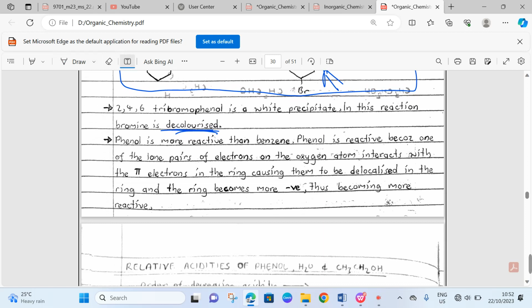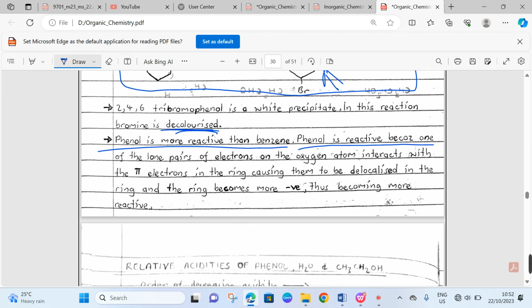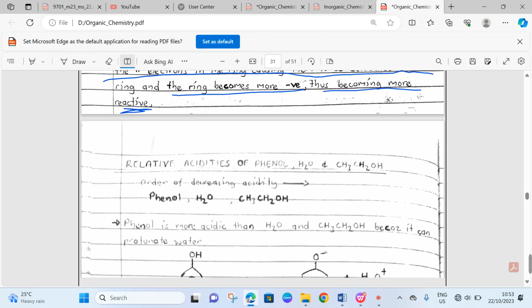So phenol is more reactive than benzene. Phenol is reactive because it has a lone pair of electrons on the oxygen atom which interact with the pi electrons in the ring, causing them to be delocalized in the ring. The ring becomes more negative, thus becoming more reactive. In other words, the oxygen donates electrons into the benzene ring, making the ring more negative. That's why phenol is more reactive. That's the best way I find easy for me to look at it.